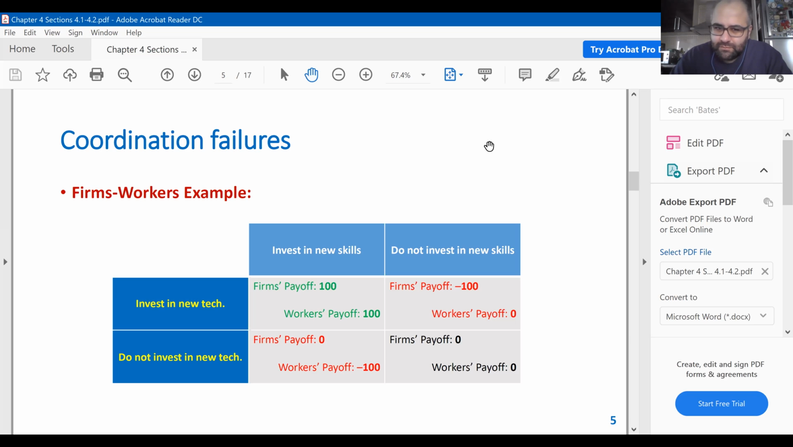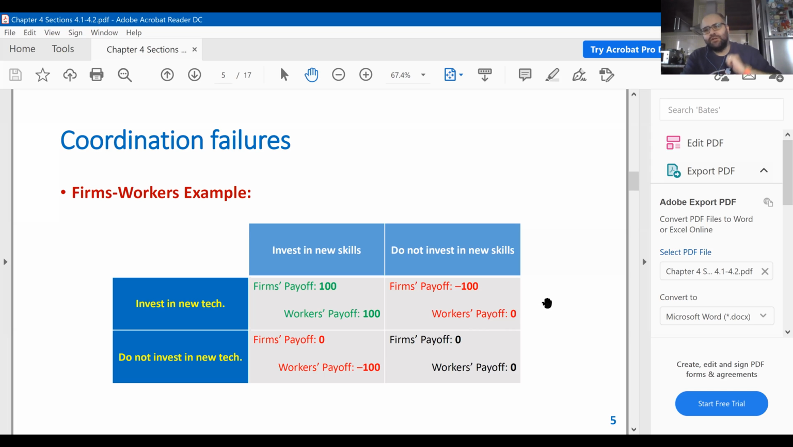Now, if you are into game theory, these are defection equilibria. Okay. So here on the top right, you see firms investing in new technology, but workers do not invest in new skills. Then there is the mismatch, right? And in such a situation, firms investing, but workers not investing, firms' payoff is minus 100 and workers' payoff is just zero.